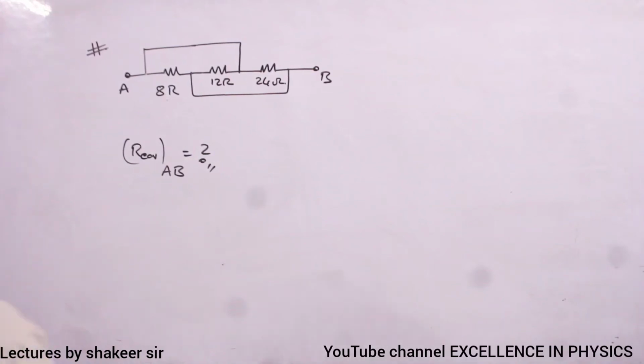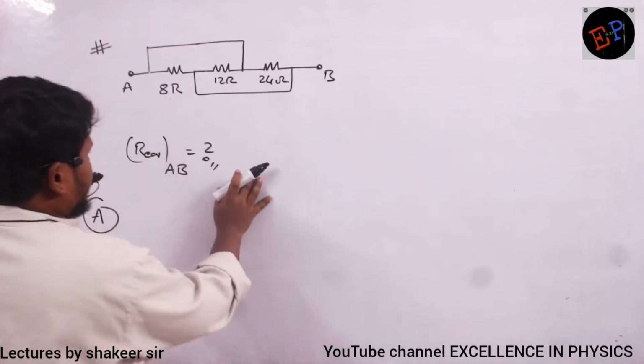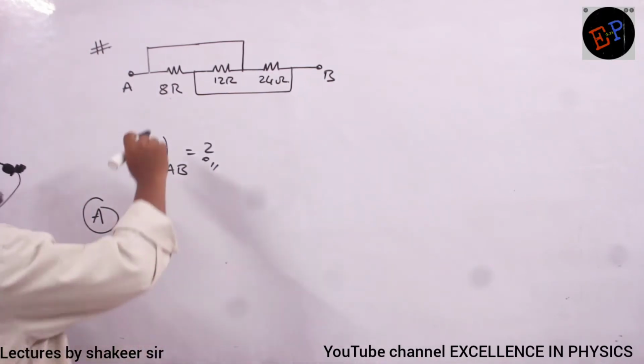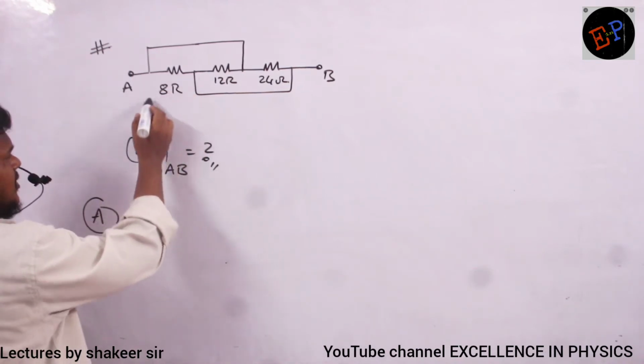Okay, ma? See this circuit. There are 3 resistors, 8R, 12R, 24R. We are supposed to find the equivalent resistance between A and B. Now see, ma, to point A, 8R is connected, no? Listen carefully, ma, to how we analyze this one.